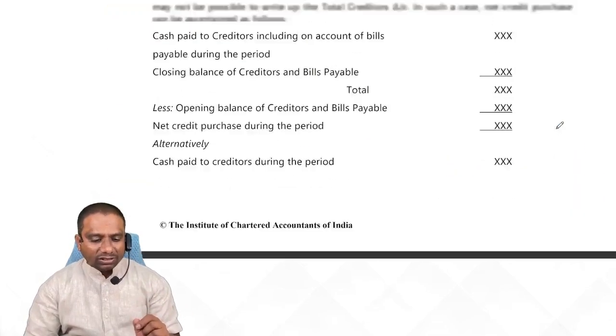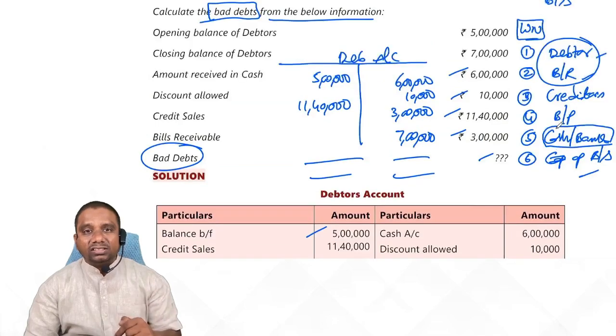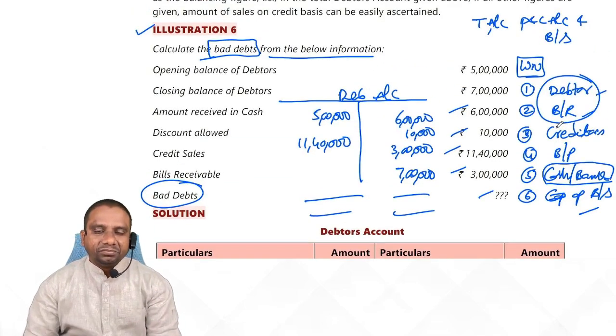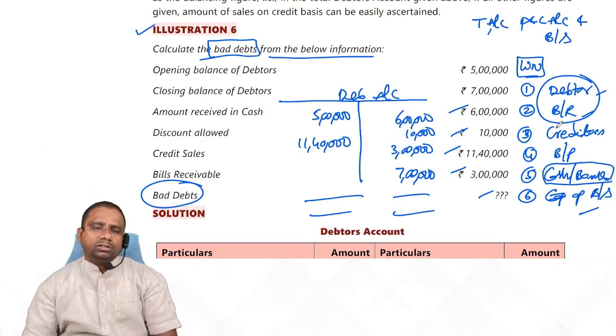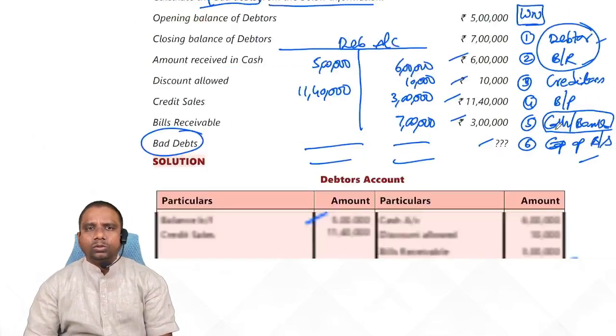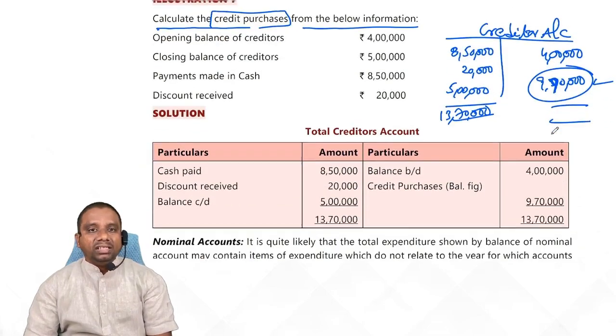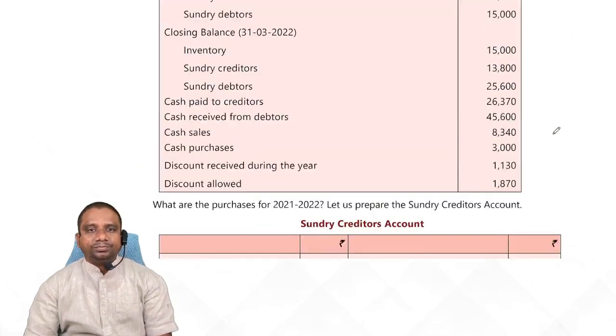Now whatever we have seen in illustration 6 and illustration 7, these are just part of the problem. These are just working notes, students. So these two may be part of the problem only. Is it clear? Next one.